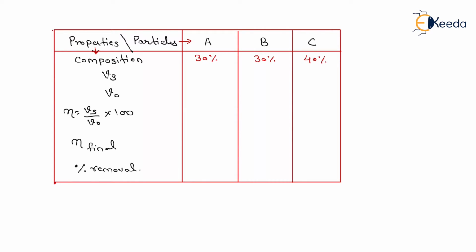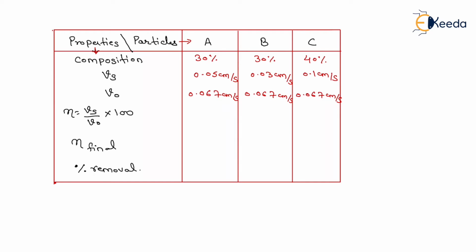Now the settling velocity, we have just written the settling velocity of all the particles. It is already given in the question that for particle A the settling velocity is 0.05 centimeter per second, for particle B it is 0.03 centimeter per second, and for particle C it is 0.1 centimeter per second. Now the overflow or loading rate we have already calculated, which is 0.067 centimeter per second, and similarly for particles B and C it is 0.067 centimeter per second.